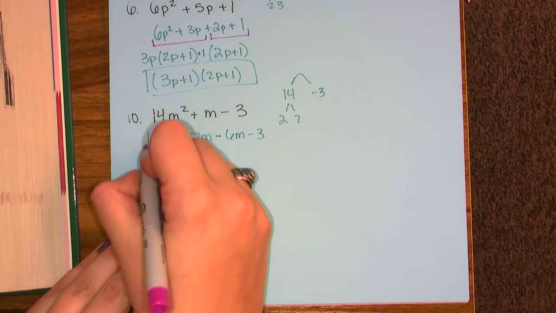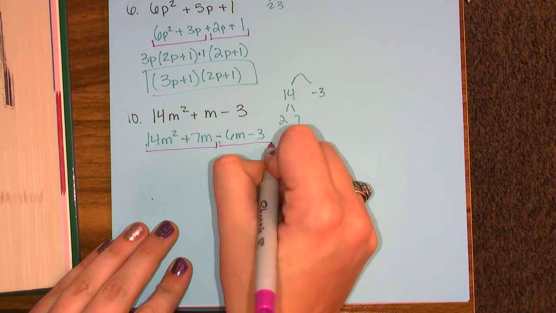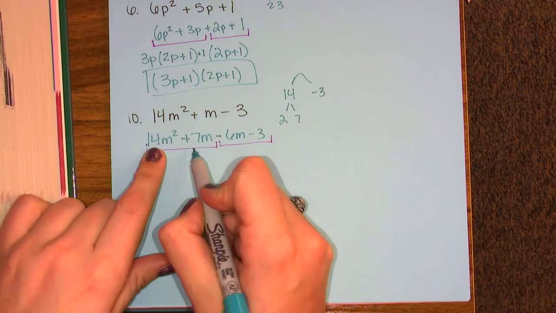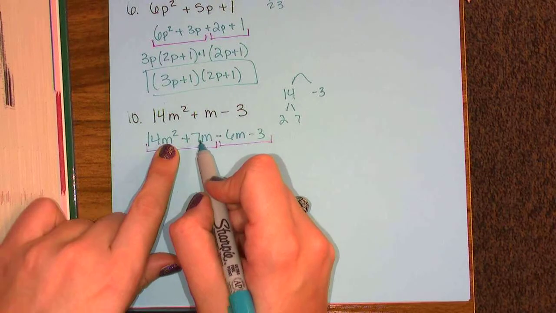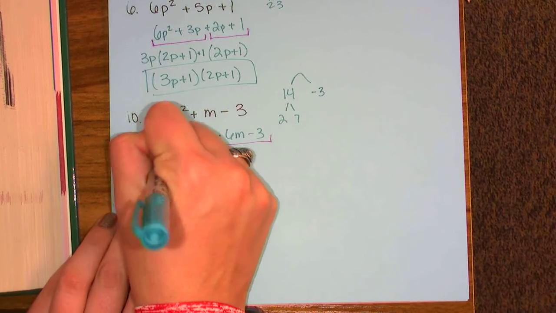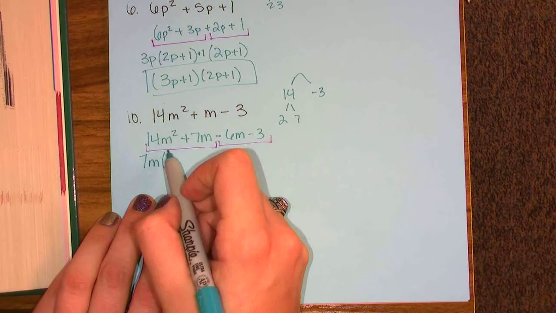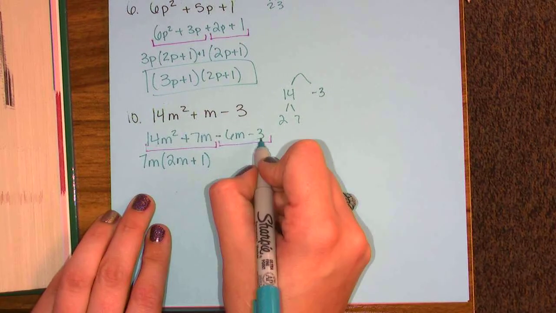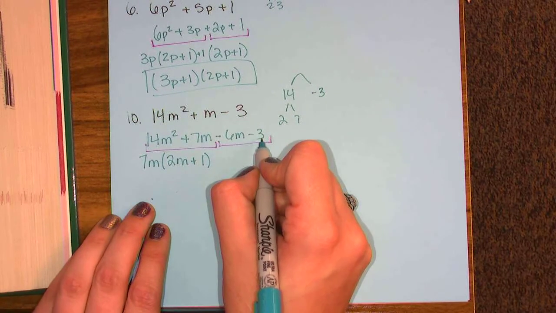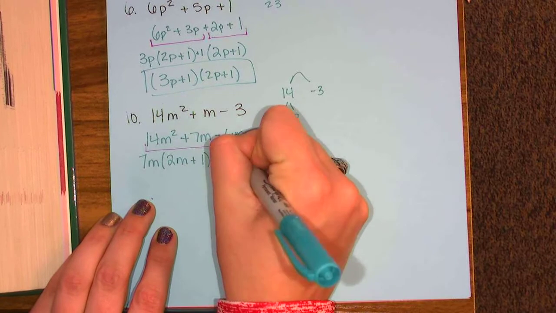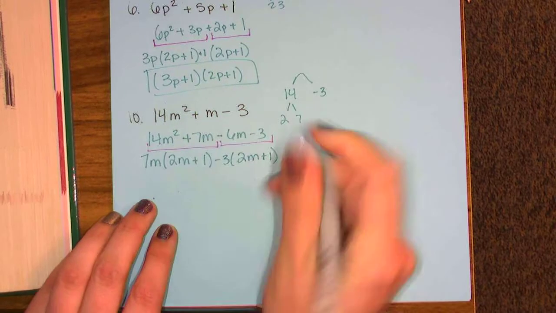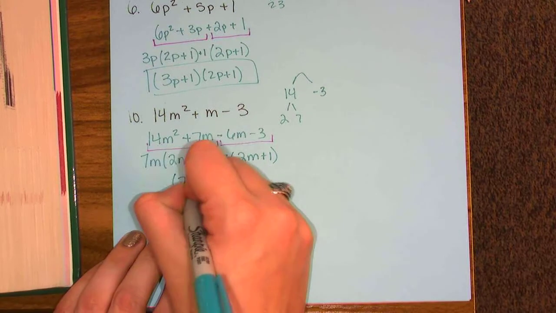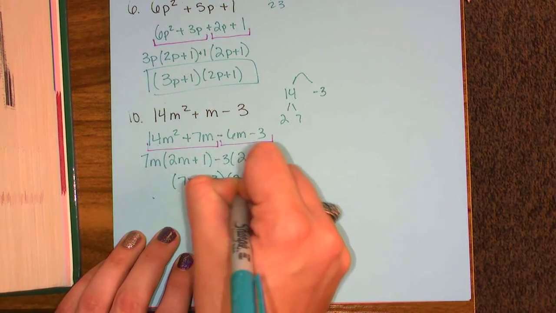So then I will factor by grouping. So here I have 14 and 7. I can pull out a 7, and I can also pull out an m. So 7m. 14 divided by 7 is 2m plus 1. Over here I can pull out a negative 3 to be left with 2m plus 1. Again, these match. So 7m minus 3 times 2m plus 1.